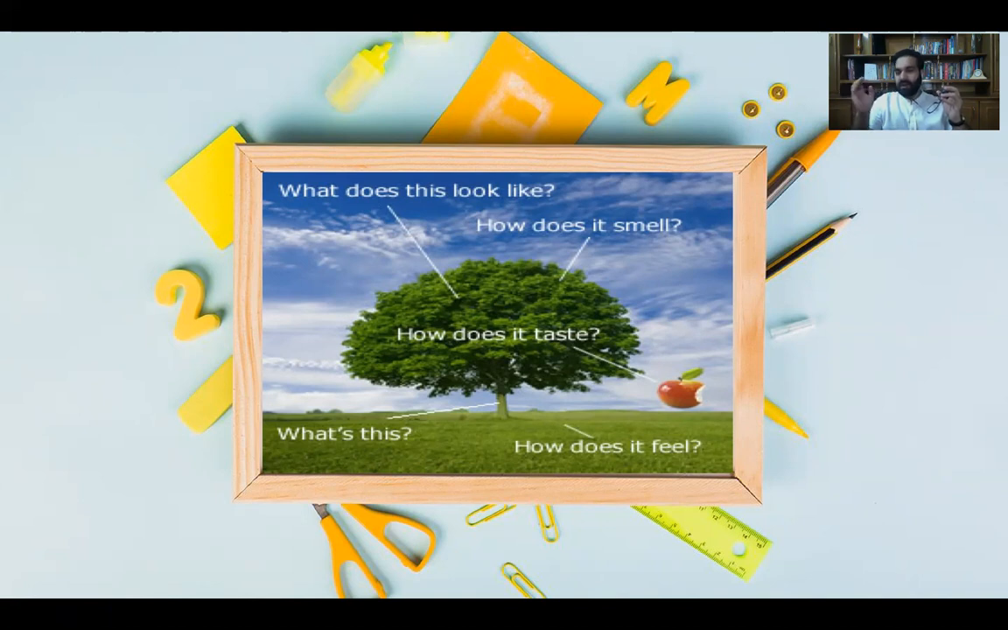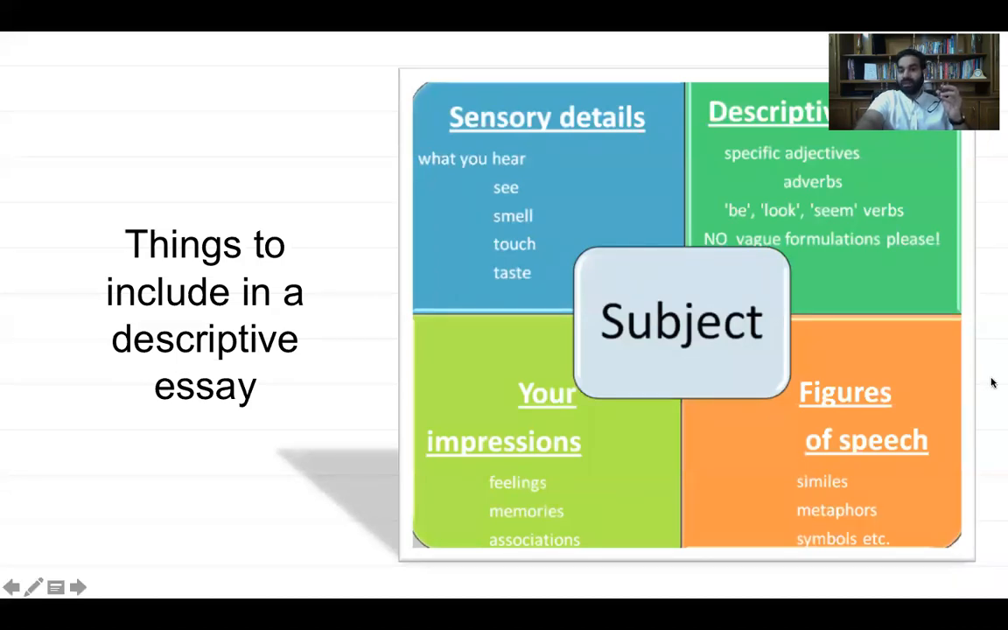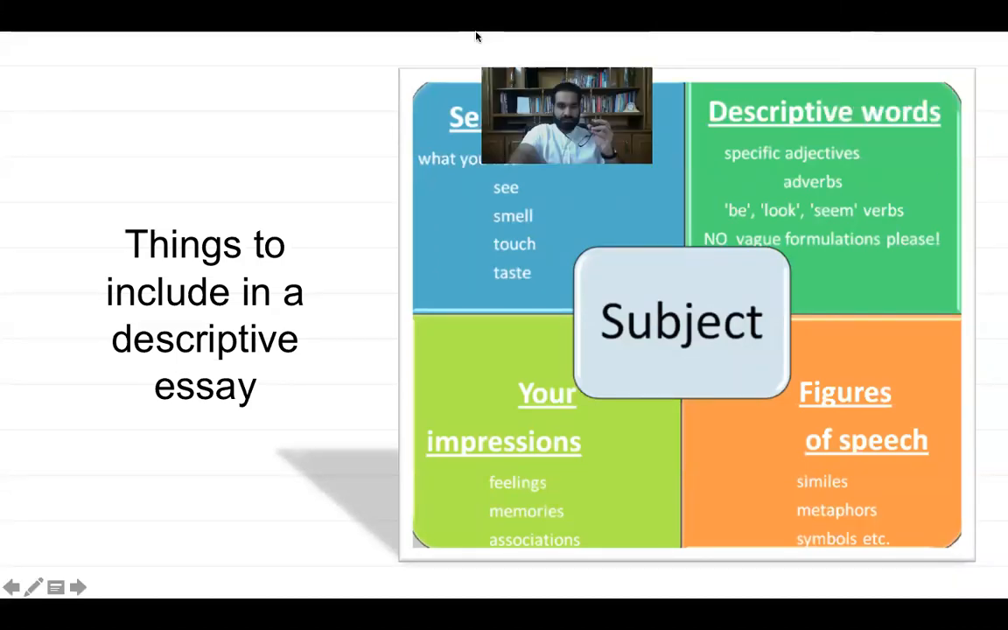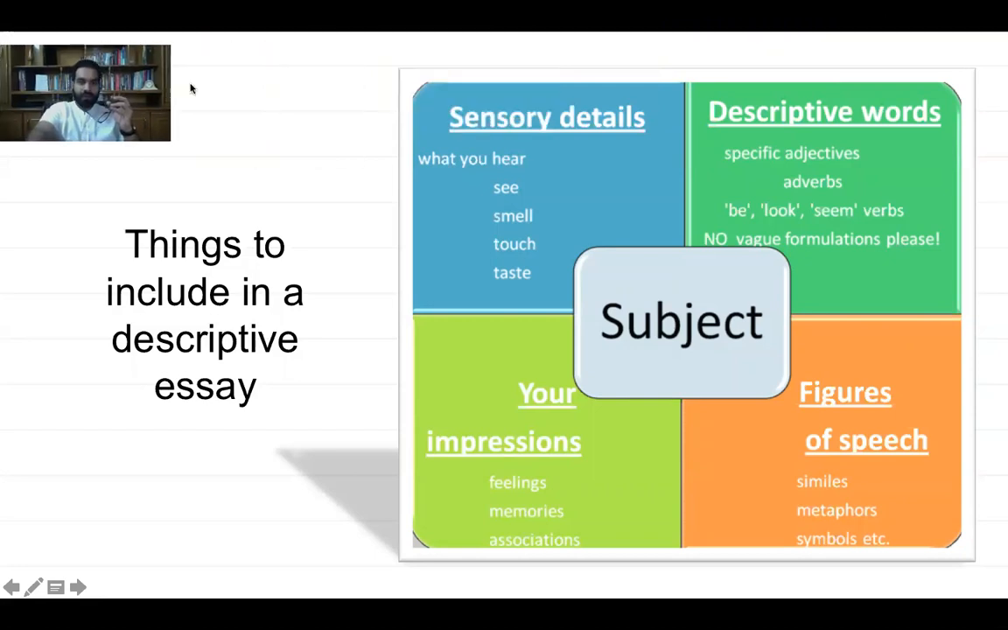So how does it taste? How does it smell? How does it feel? Everything you need to explain here. And then things to include in a descriptive essay. Again, I think I am the problem here. Let me put myself in the other corner. So things to include in the descriptive essay: sensory details. What you hear, see, smell, touch, taste, that is there. Descriptive words can be there, specific adjectives, adverbs, for example, verbs like be, look, see. No vague formulation, please. Your impressions, feelings, memories, associations, figures of speech, similes, metaphors, and symbols, etc.